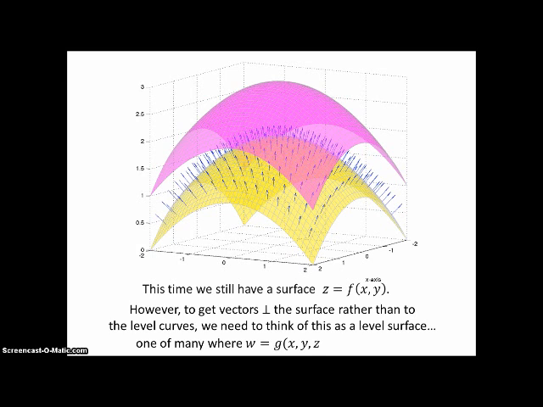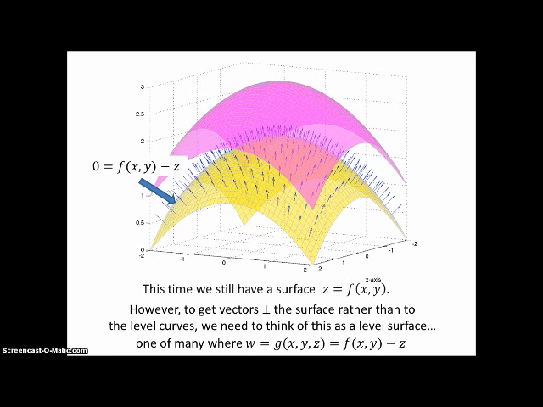One of many where w equals a function of x, y, and z, which in this case, if we're given z explicitly, then the g function is just going to be acquired by moving z to the other side and getting f of x, y minus z. So perhaps this yellow surface is a level curve where w is 0.